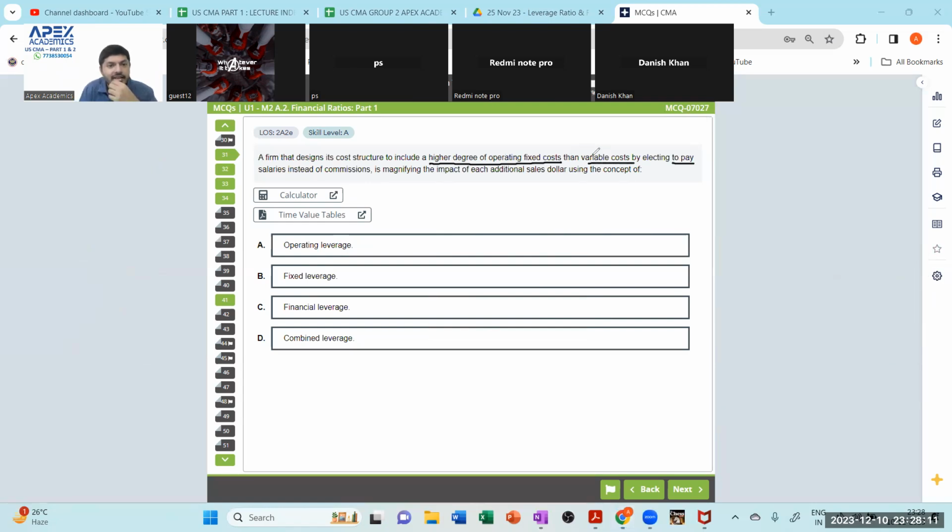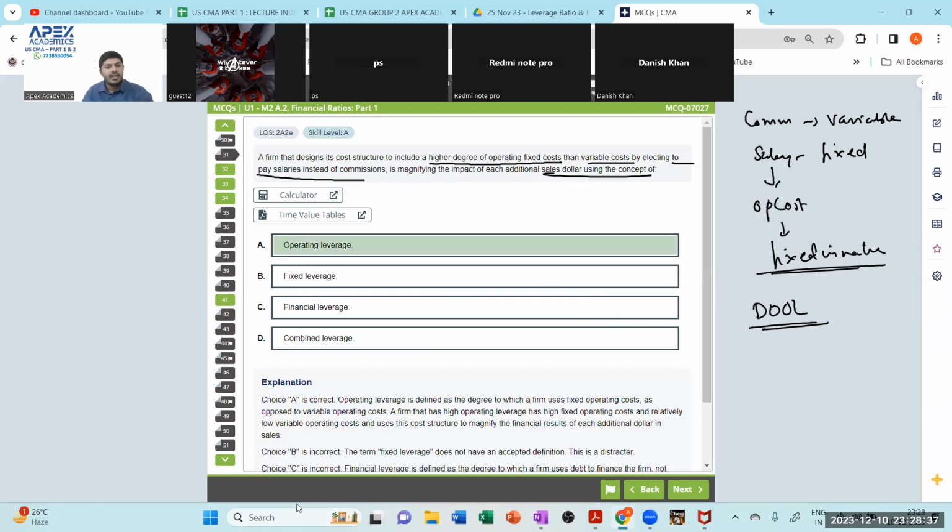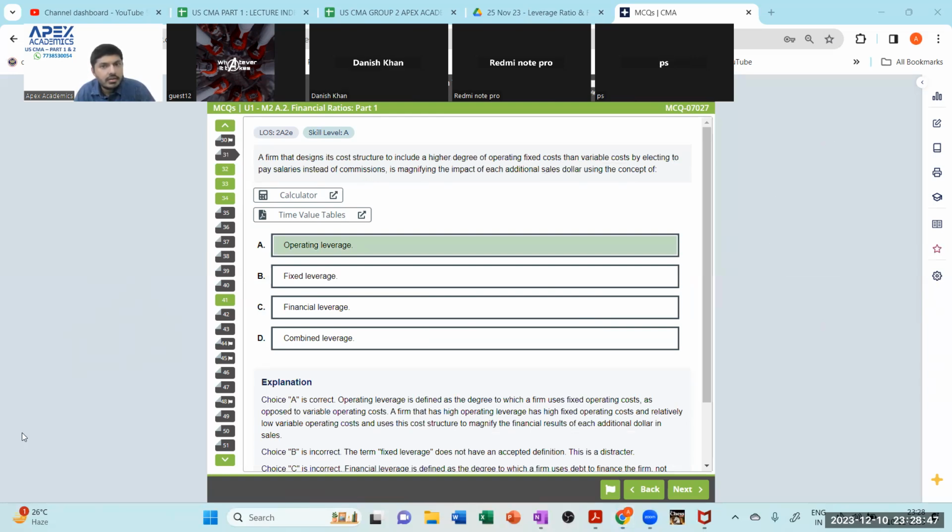Question 31. A firm that designs its cost structure to include a higher degree of operating fixed cost than variable cost by electing to pay salary instead of commission. See, commission is variable, but salary is fixed. Both commission and salary are operating costs. Now your operating costs are fixed in nature. So what are you increasing? You are increasing your DOL. They are using the concept of what? Operating leverage. Are you with me on that? Yes or no? Yes, sir. Everybody understands? Sir, please repeat.